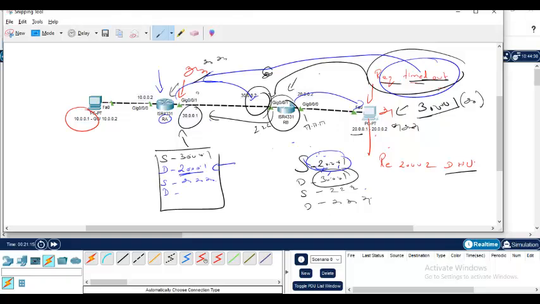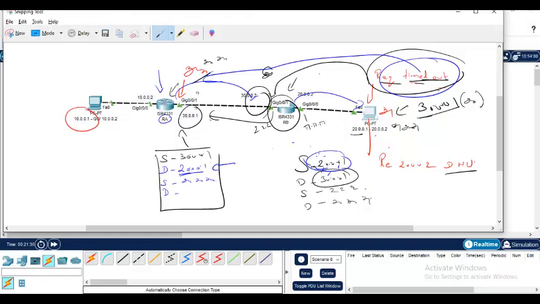The first error message is destination host unreachable. When will you get this? When your router does not know the route. When will you get request timed out? For some reason, the reply is not coming.